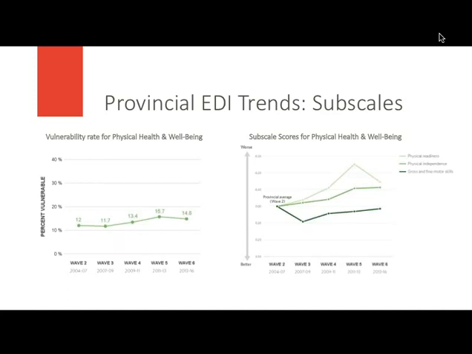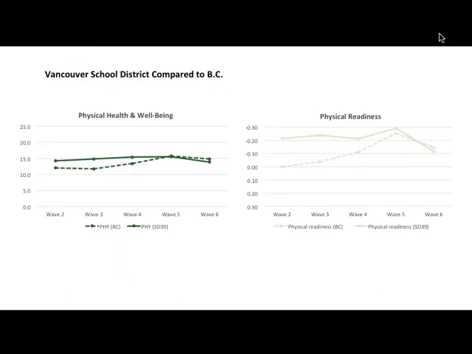And now what I want to do is show you what these look like for all 4 of the scales that have subscales. We're going to just focus in on one school district to show what their results are compared to the province. And for the physical health and well-being, I'm going to use Vancouver School District 39. So this is very much the same kind of side-by-side graph that we had before. The difference is that we're comparing all of British Columbia, which is always the dotted line, with a particular school district, which in this case is Vancouver, School District 39.